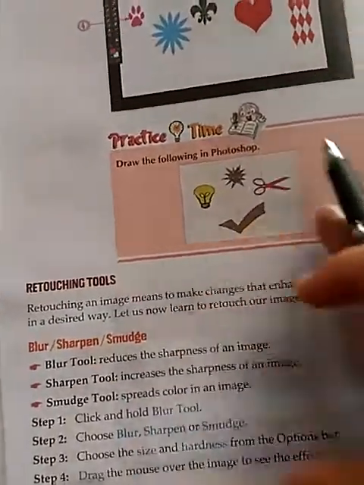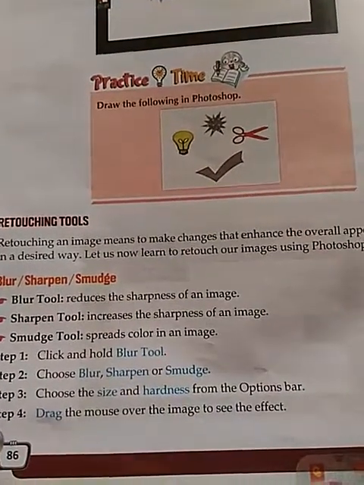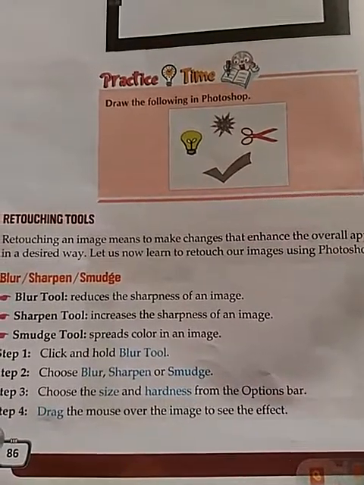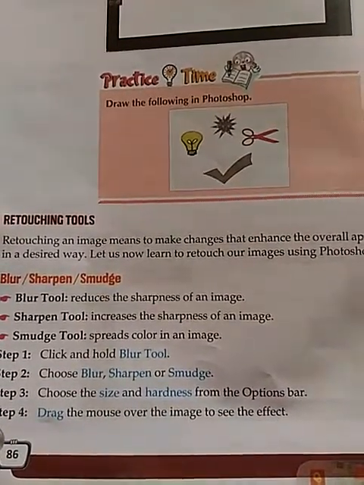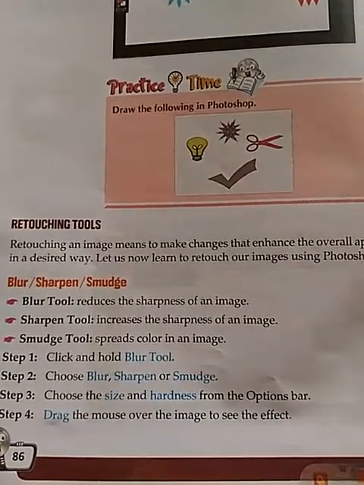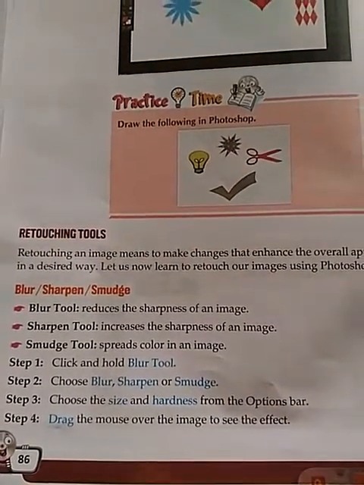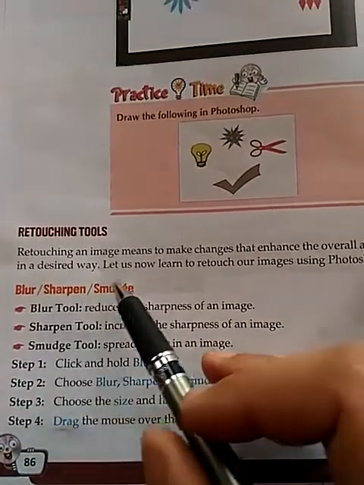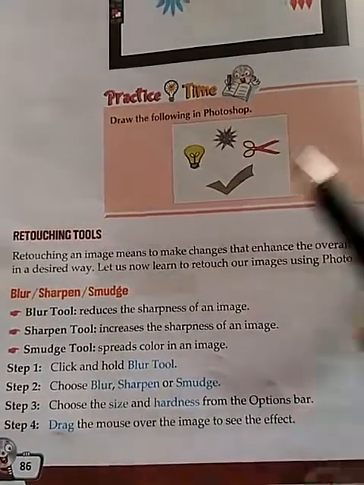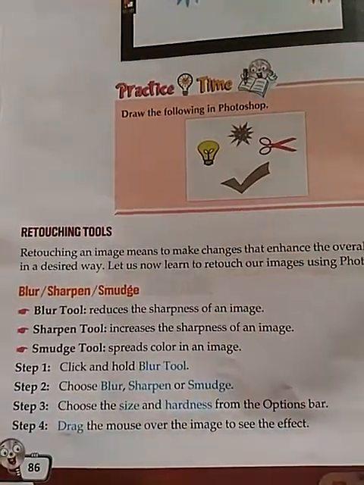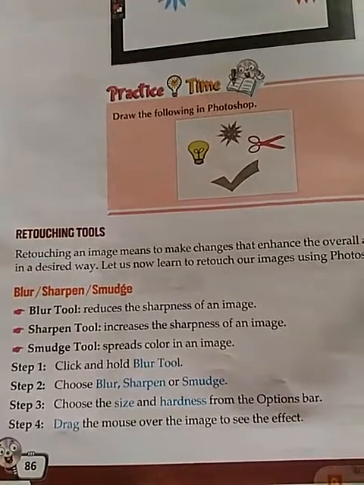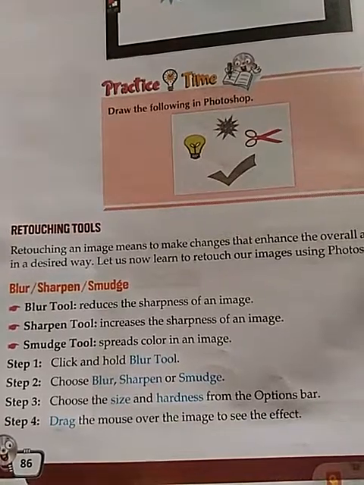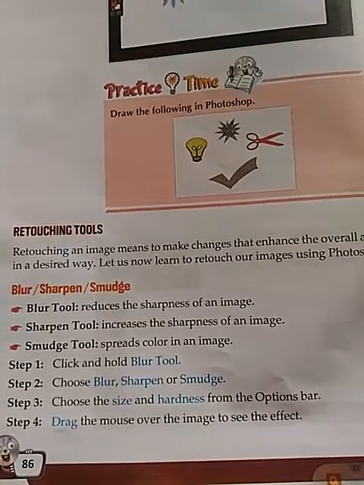Now, retouching tool. Retouching tool is used to enhance the overall appearance of an image. Retouching means to remove small defects present on the image so that the image can be perfect. There are various retouching tools. First are the blur, sharpen and smudge tools. The blur tool reduces the sharpness of an image. The sharpen tool increases the sharpness of an image. The smudge tool spreads color in an image.